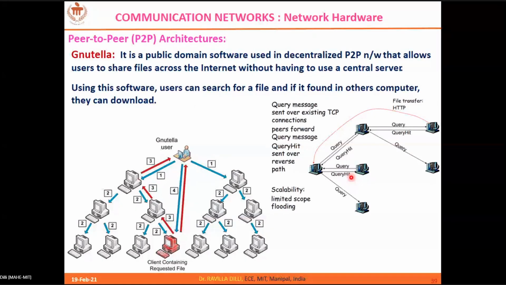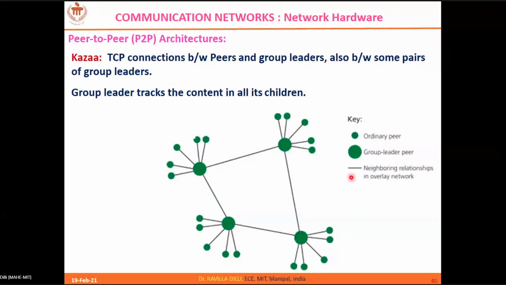Yes, sir. So this is another P2P architecture called Kazaa. Here it is a hierarchical model where you have normal nodes called ordinary nodes, and multiple such ordinary nodes are grouped, and there is a group leader. There is a possibility that these group leaders also will be connected. So this is a two-level hierarchical model.